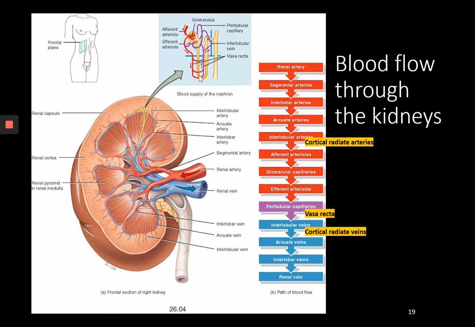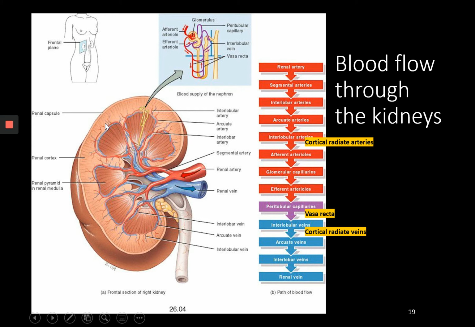From the paratubular capillaries or vasa recta, we basically move out of the kidney the same way we went in. So we're going to move next into the interlobular vein, again in the cortex, or you can call it a cortical radiate vein.